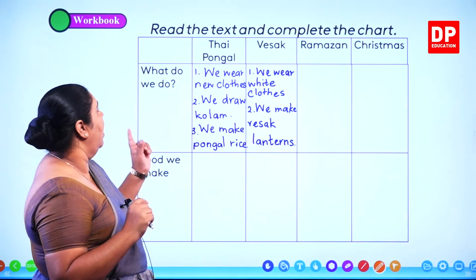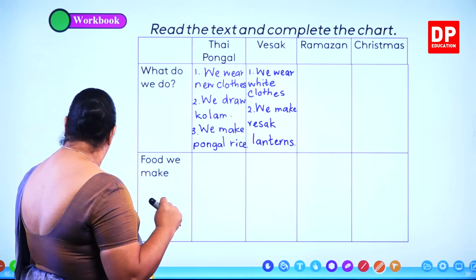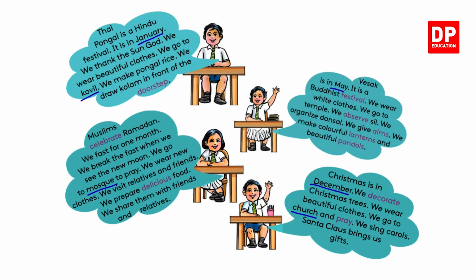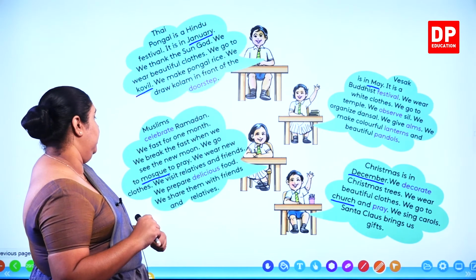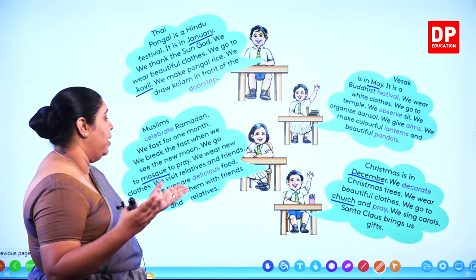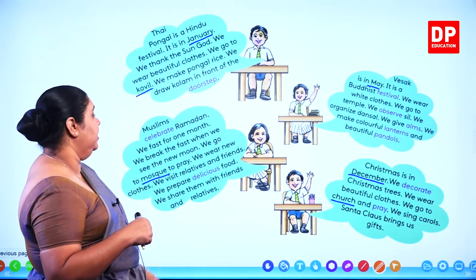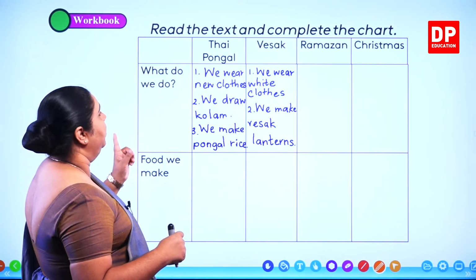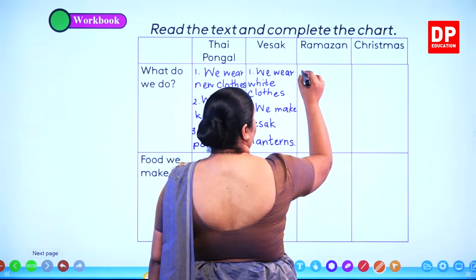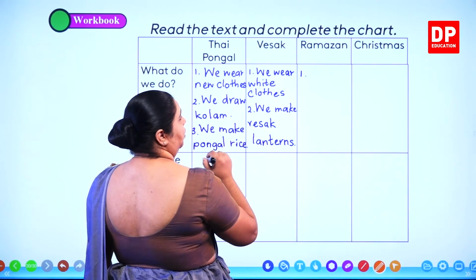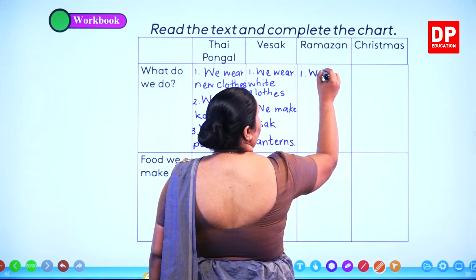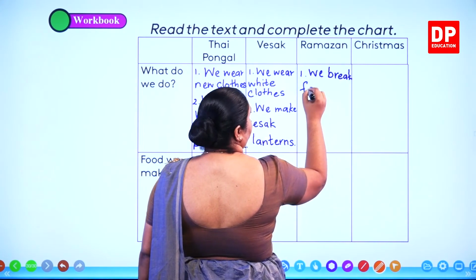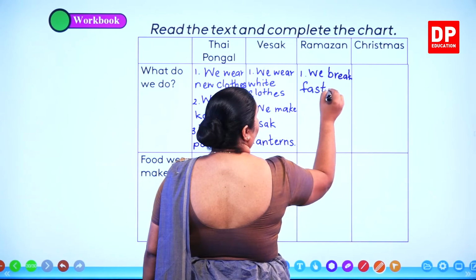Then Ramazan. What do we do on Ramazan Day? Let's have a look at what we do on Ramazan Day. We go to mosque. We have already written that. Then we wear new clothes. We visit relatives and friends. We prepare delicious food. We share them with friends and relatives. So you can write anything that you like. What do we do? You can say we wear new clothes. Then we make delicious food. Then we break fast. We'll write. We break fast because that is something that is important on that day.